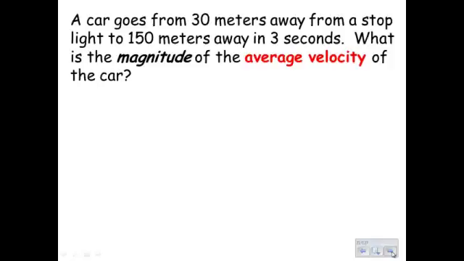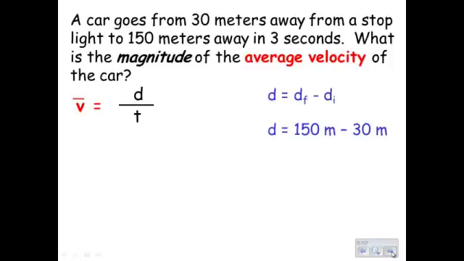In order to calculate the magnitude of the average velocity, we're going to use the equation average velocity equals displacement over time. Before we substitute numbers into this equation, we first have to calculate what our displacement is. To calculate displacement, we're going to take final position minus initial position. The difference in those two positions would be 150 meters minus 30 meters. So overall, our displacement is 120 meters.